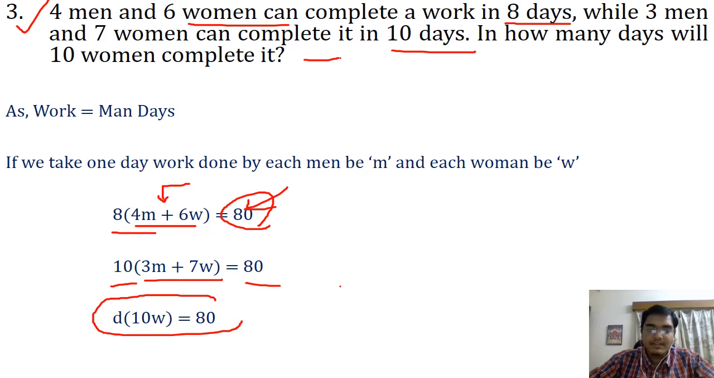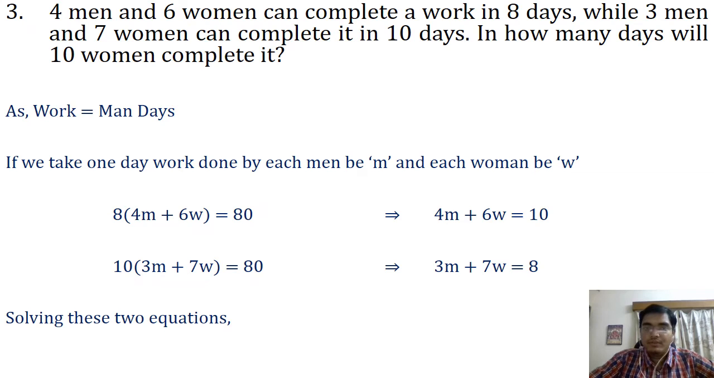And what is required is d into 10W equals 80. So in this question, we are required to find the value of W. So no need to solve for M, just solve for W and answer the question. Now you must be thinking, why solve just for W, not for M? This is because we need to find in how many days 10 women will complete it. So no need to find the efficiency of men. We just need in how many days women can complete it. So we need to find the value of W.